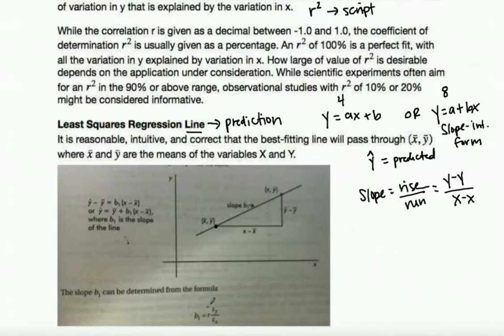The slope, or what they're calling b sub 1, can be determined from the formula b sub 1 equals r times the standard deviation of y over the standard deviation of x. Remember, your r is your correlation.